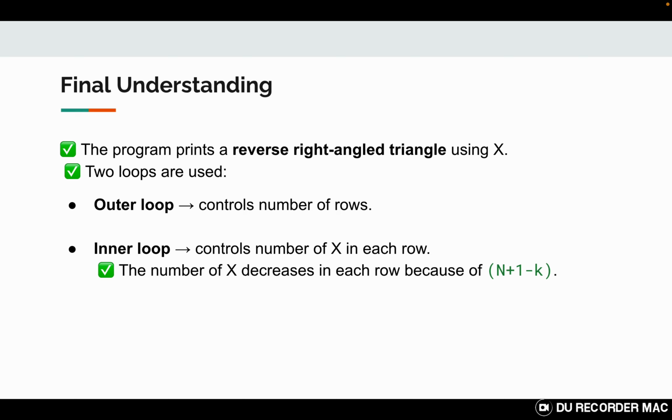Okay, so what we have learned here is a program to print a reverse right angle triangle using x, and there are two loops that are used. One is the outer loop, another is the inner loop. The outer loop controls the number of rows, and the inner loop is used for printing the x. So it controls the number of x in each row.